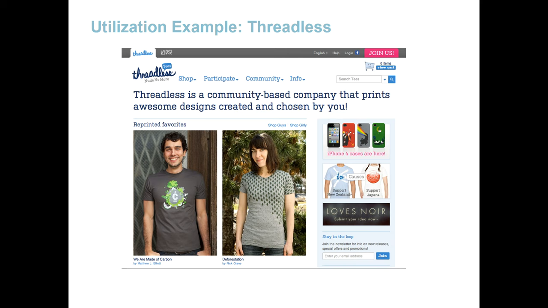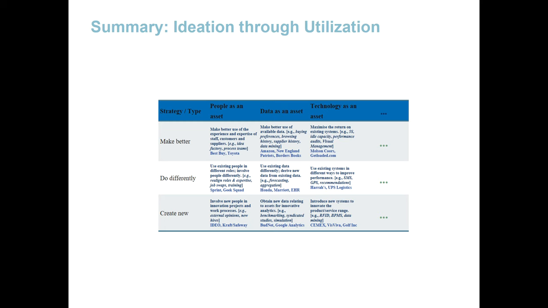So these are all examples of utilization, where we look at particular types of assets, and the most common are people, data, technology. We start thinking about, can we use these assets that we're not utilizing fully to make things better, to do things differently, and create entirely new value propositions?